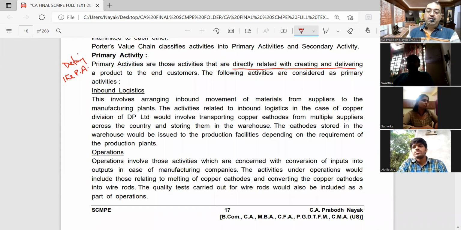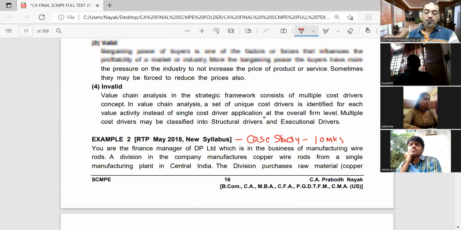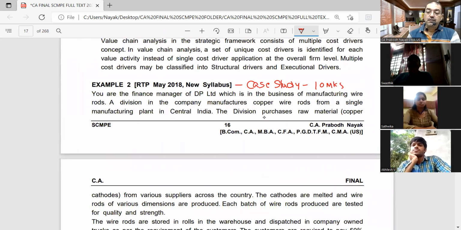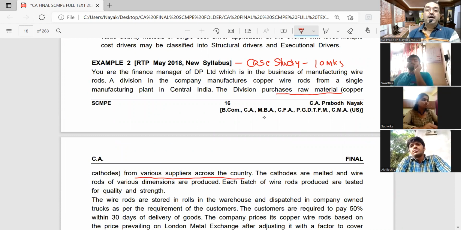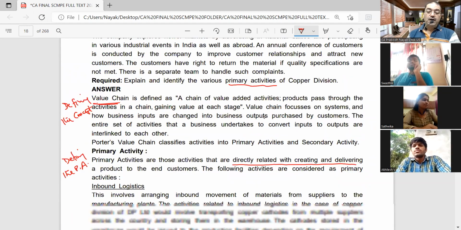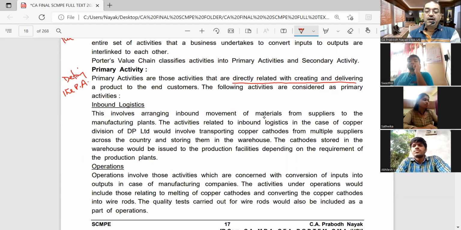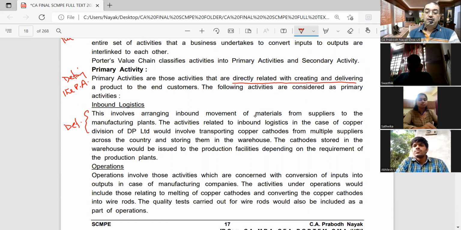Okay. Then what is inbound logistics here? Inbound logistics means purchase of raw material. It purchases raw materials from various suppliers across the country. That is your inbound activity. So inbound activity involves arranging inbound movement of materials. Again here, what you are doing, you are defining. This part is defining. Everywhere there is definition. So define and then explain inbound logistics.